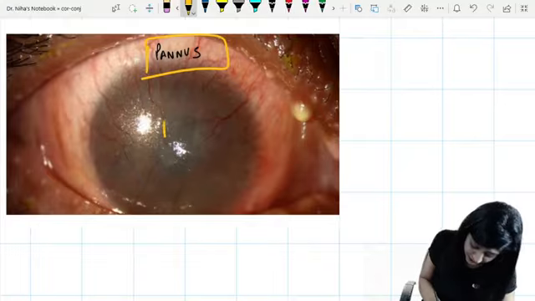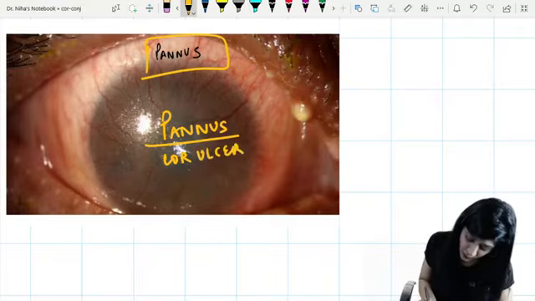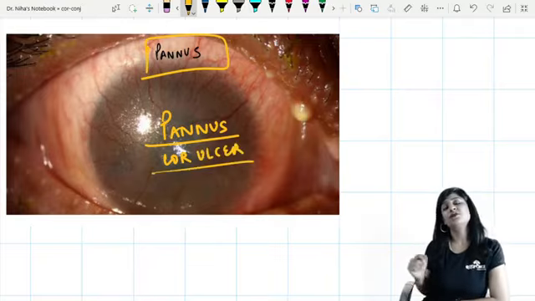Alright, now another important thing that you get in cases of trachoma is the pannus. Now what is this pannus? Pannus is actually the name for corneal ulcer itself. I told you corneal ulcer is the only complication of trachoma.